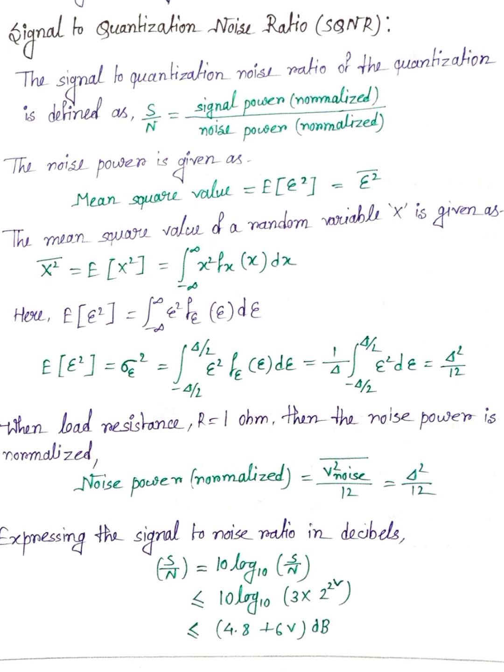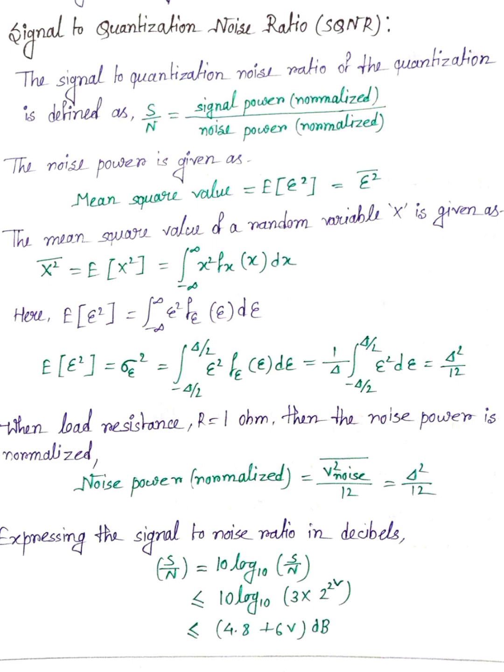Expectation of epsilon square equals sigma epsilon square, equals integral from minus delta by 2 to delta by 2 of epsilon square f_epsilon(epsilon) d epsilon, equals 1 by delta times integral from minus delta by 2 to delta by 2 of epsilon square d epsilon, equals delta square by 12. When load resistance R equals 1 ohm, the noise power is normalized. Noise power equals V square noise bar by 12, equals delta square by 12.